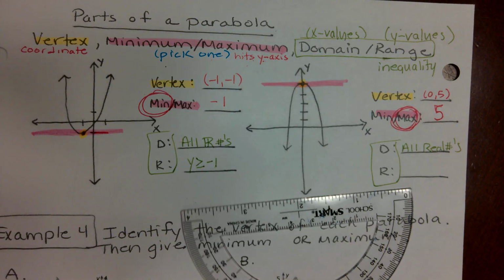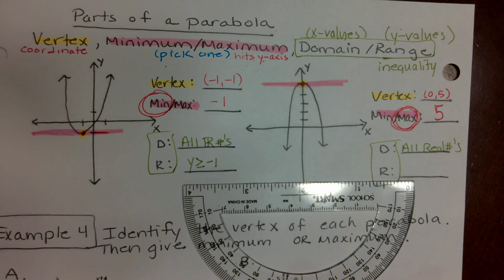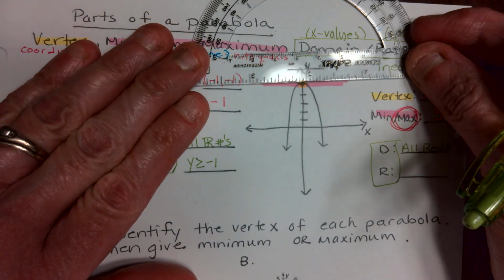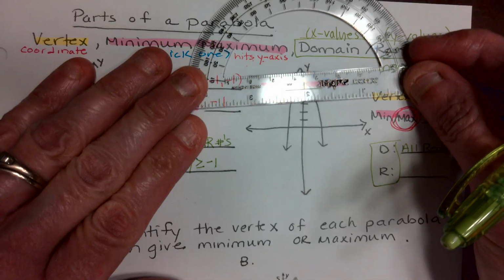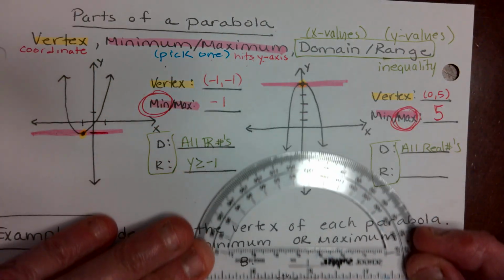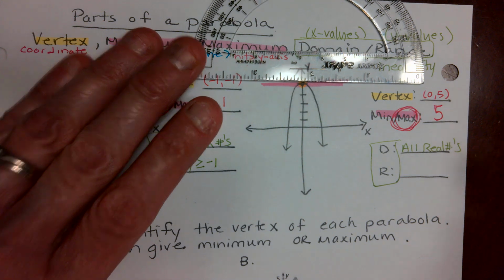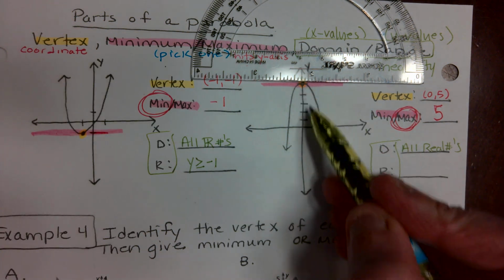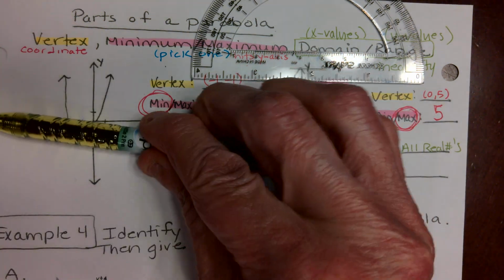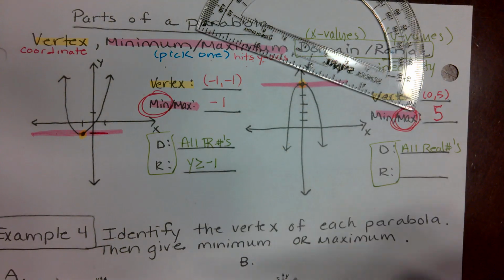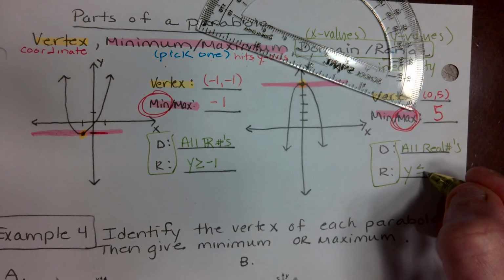How about over here? Well, where does it start? It starts up here now. Here's my y. And then it keeps going forever down. So what is that value? That's 5. So now it's going to be less than. See, this was bigger than. This one is less than. So its y is less than or equal to 5.